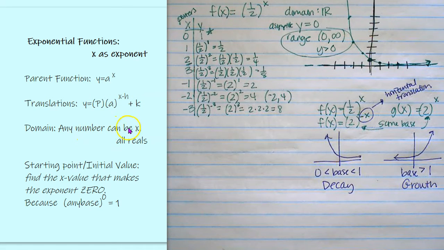So the domain can be any x, all real numbers. For that starting value in your chart, you want the value that makes the exponent 0, and that's because any base to the 0 equals 1. So we'll look at some translations of things before you do some practice problems.